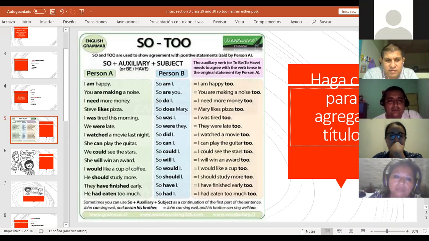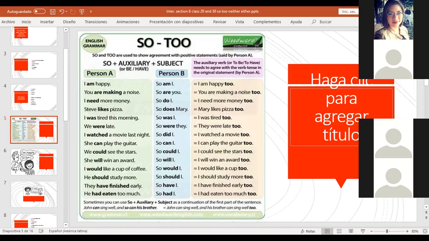Walter, we were late. They were late too. Very good. I watched a movie last night, Carlos. I watched the movie too. Excellent. Lucrecia, she can play the guitar. I can play the guitar too. Very good. Jennifer Acosta, she could see the stars. I could see the stars too. Very good, guys. A ver, Marcela, are you there? She will win an award. Walter Hernandez? She will win an award. I will win an award too.